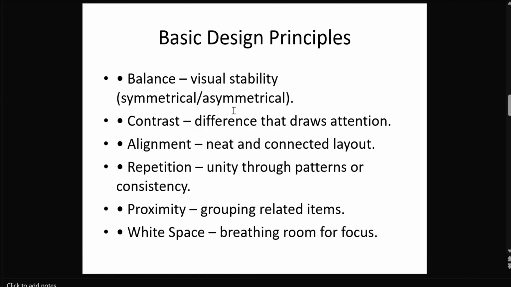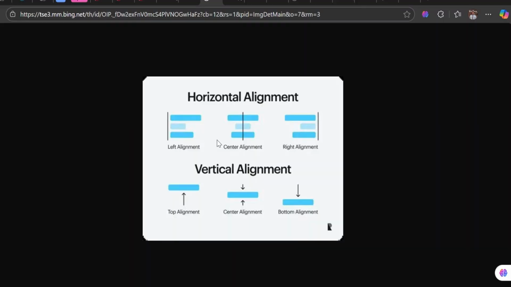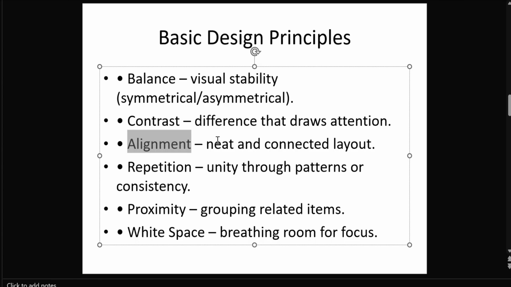Are we together? Alignment deals with how clean and connected your layers are. We have different types of alignment. Basically, we'll be looking at the central alignment, the left-sided alignment, and the right-sided alignment. Let's look at this now: the left-sided alignment, the center alignment, and the right-sided alignment. Those are the three basic alignments we'll be starting with. As we go further in this course, we'll be looking at other alignments. I'm just teaching us the basic things we are going to need for this course.